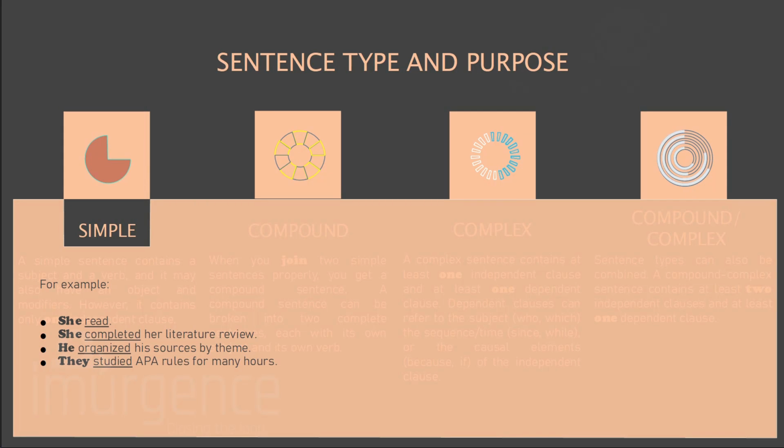So basically, a simple sentence is one without too many complications, without multiple action words or multiple adjectives and adverbs. In other words, a simple sentence is a sentence which has a subject and verb, or sometimes a subject, verb, plus object and modifiers.